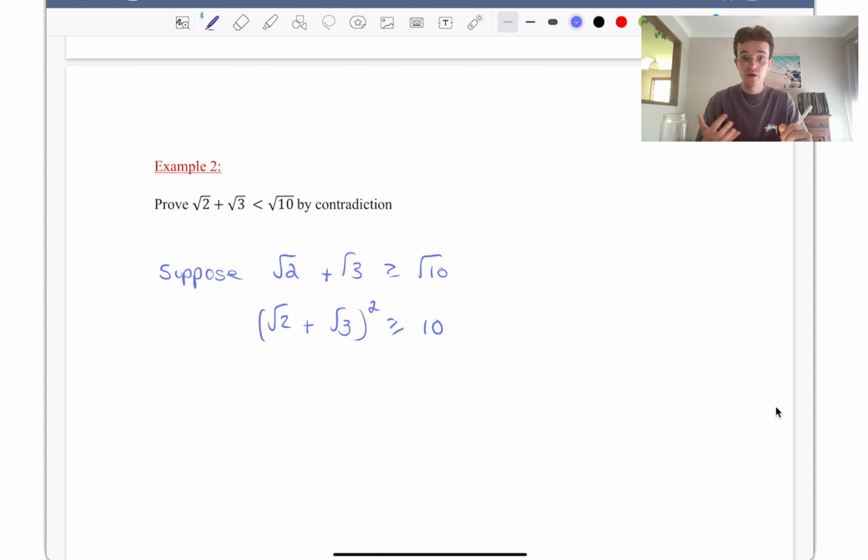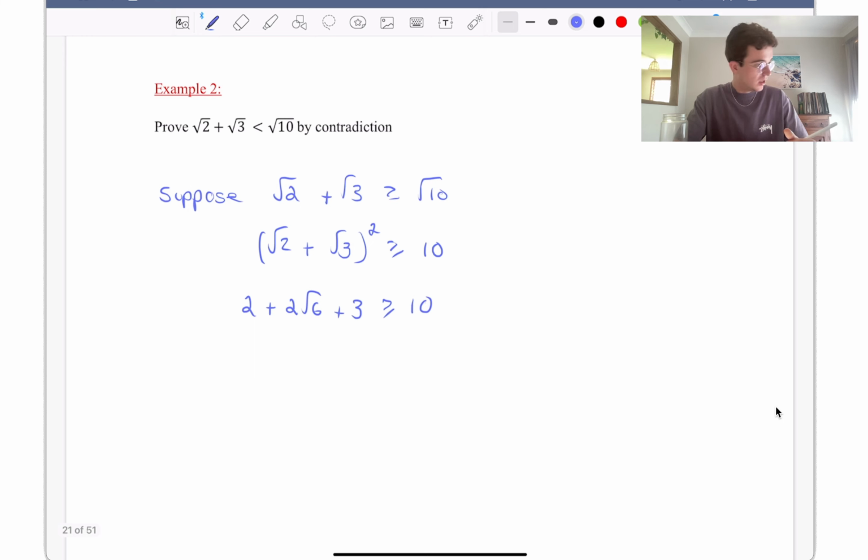What we're trying to do here is get rid of the irrational numbers, because without a calculator we don't know what these irrational numbers are. So we're going to get rid of them by squaring them. Really the only way to get rid of a square root is by squaring it. If we expand that, we have 2 plus 2 root 6 plus 3, and we're saying it's greater than or equal to 10. So subtracting the 2 plus 3 to the other side, we're saying that 2 root 6 is greater than or equal to 5.